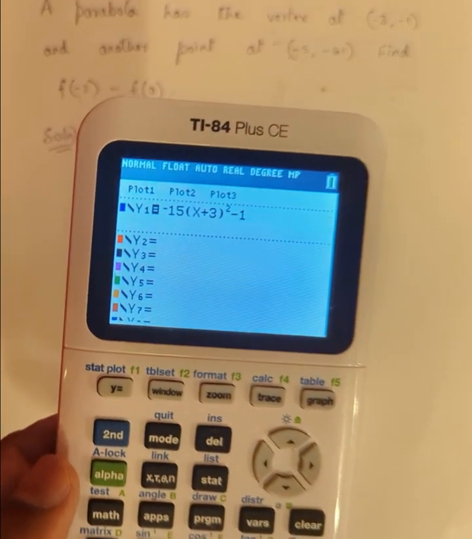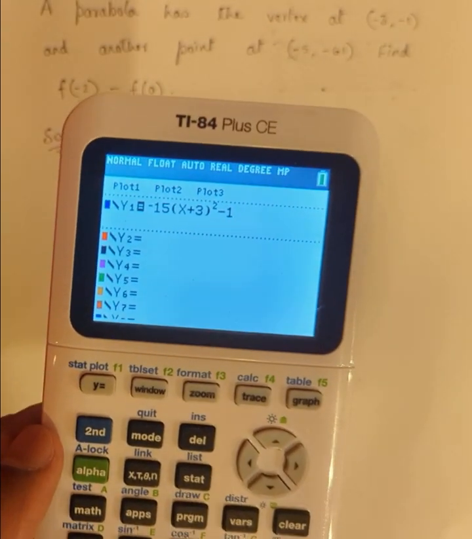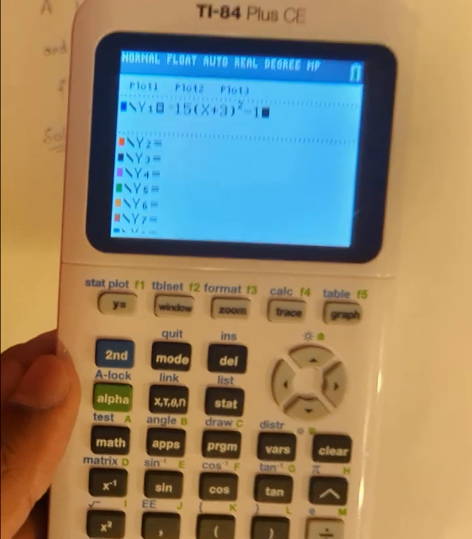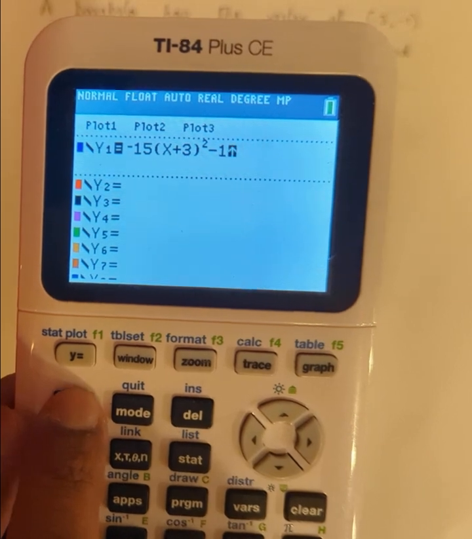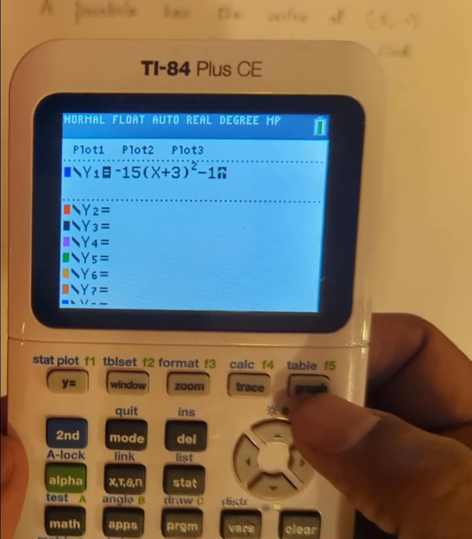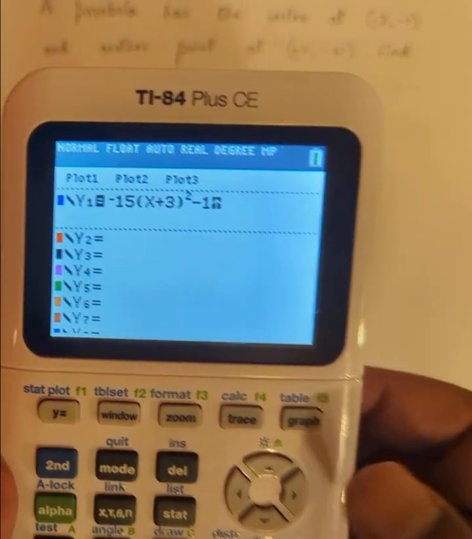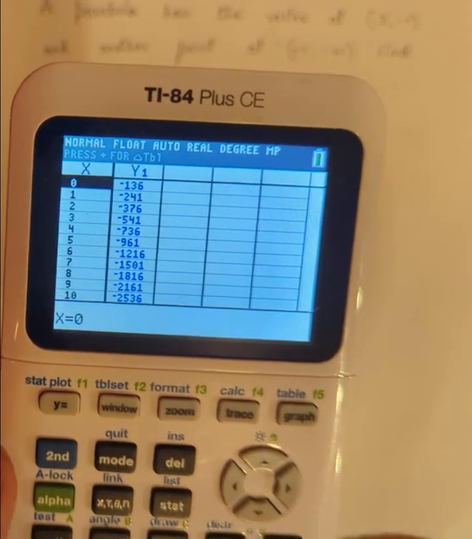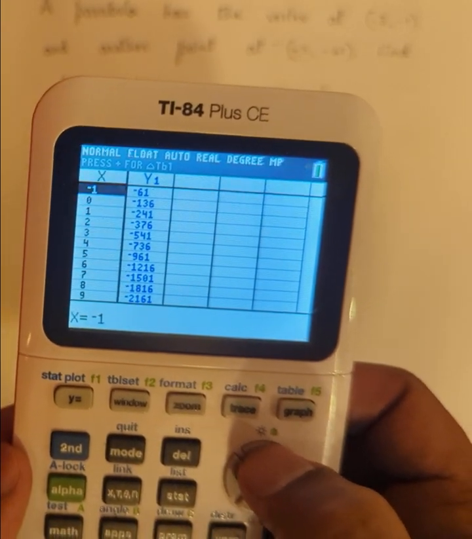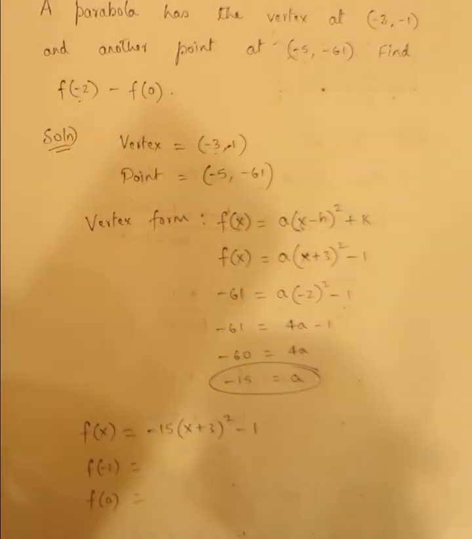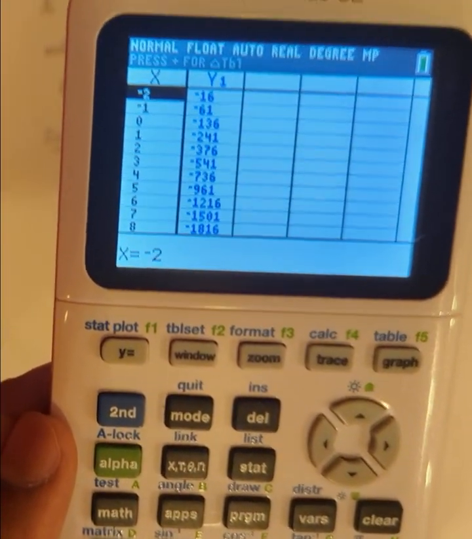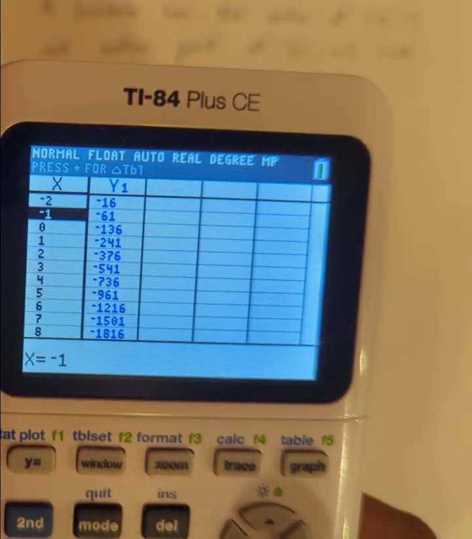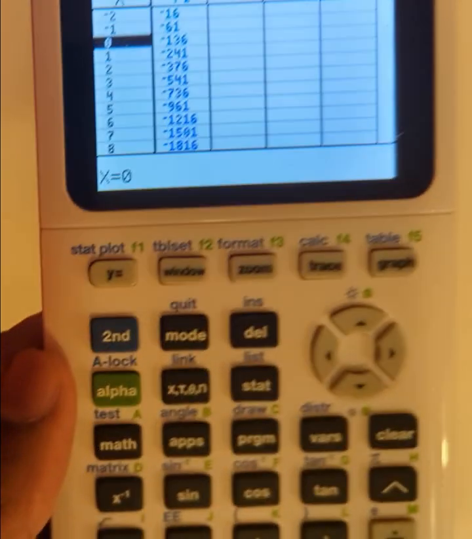Now, once you input your function in your calculator, you can either compute manually or you can just look at a table of values. So you can push the second blue key and then the button that says graph, but right above that in blue is table. When you push that, you get a table of values. So now notice, f of -2 I can copy from the calculator. f of -2 is -16, and f of 0 is, down below, -136.